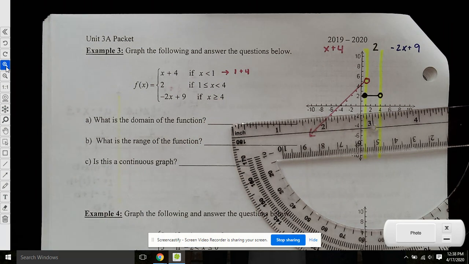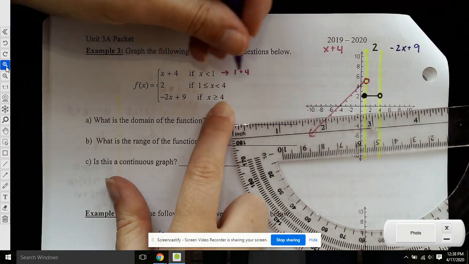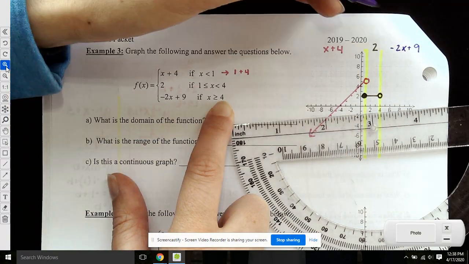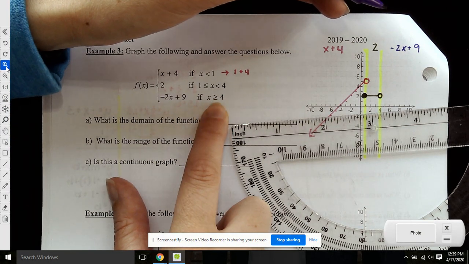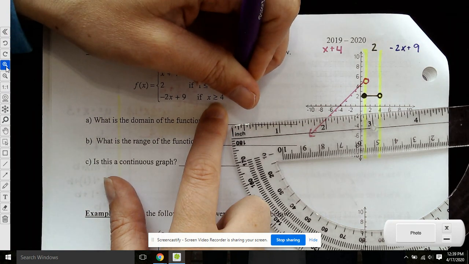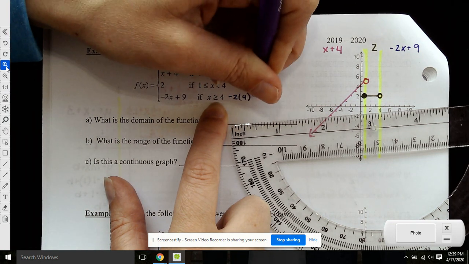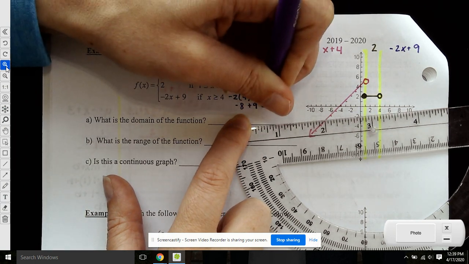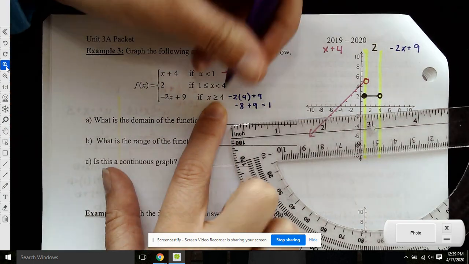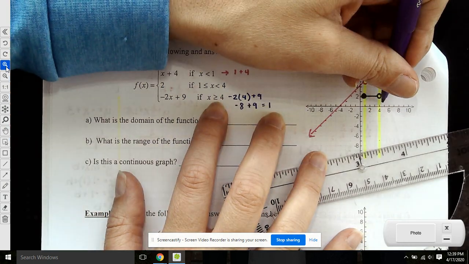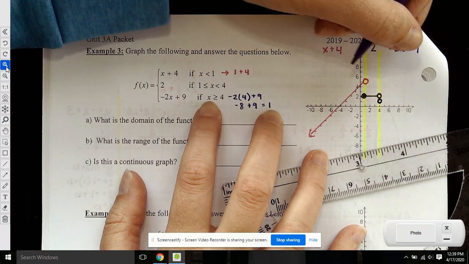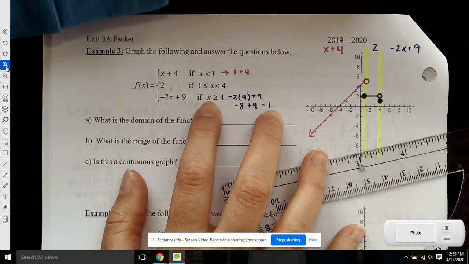So now my last function is negative 2x plus 9, and that's where x is greater than or equal to 4. So just like I plugged in that boundary point of 1, I want to see where to start this function, but this one's going to start at x equals 4. So I'm going to plug in 4 here. Negative 2 times 4 plus 9. That's going to be negative 8 plus 9, which is equal to 1. So now I know I have the point (4, 1), and that would be right here. Because I have greater than or equal to, that one's going to be filled in.